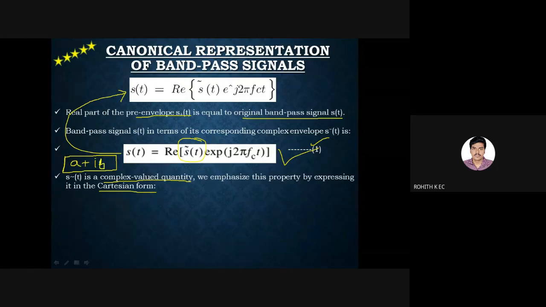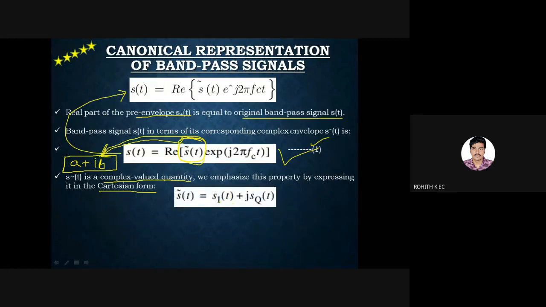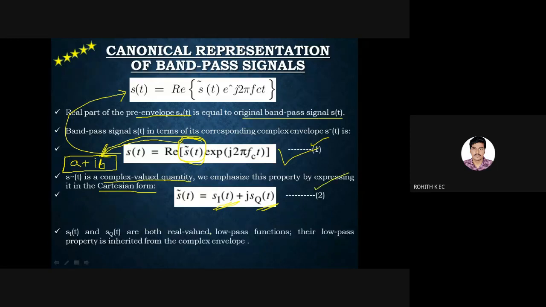All of you know this equation, right? So this is a simple equation to represent the complex quantity. So I am going to represent s tilde of t, which is a complex envelope or a complex quantity, in this Cartesian form. Therefore, s tilde of t is equal to sI of t plus j into sQ of t, right? Here sI of t and sQ of t are your low frequency components. Call it equation 2, where sI of t is the in-phase component and sQ of t is the quadrature phase component. So in equation 2, I have represented s tilde of t, a complex quantity, in the Cartesian form.